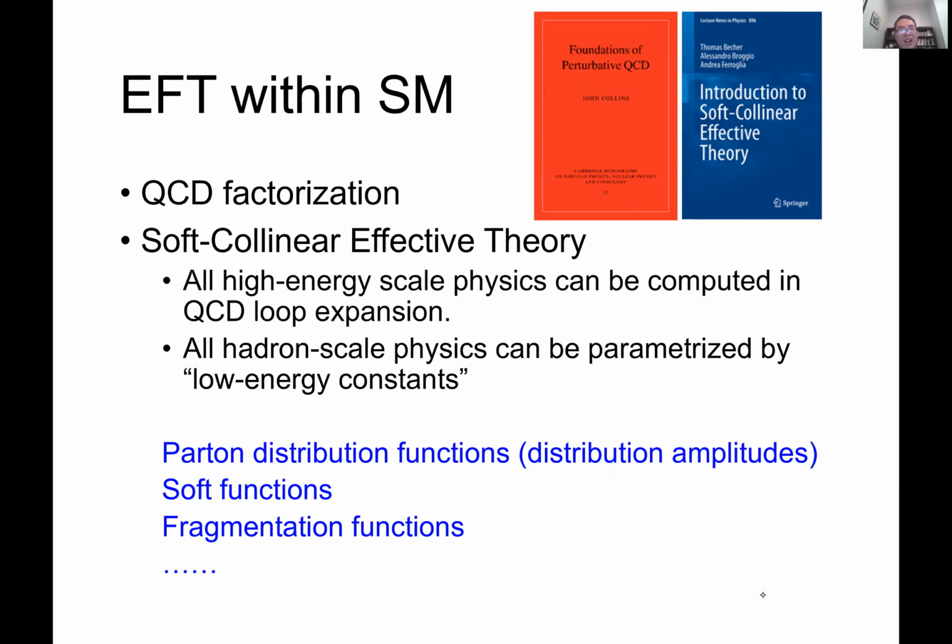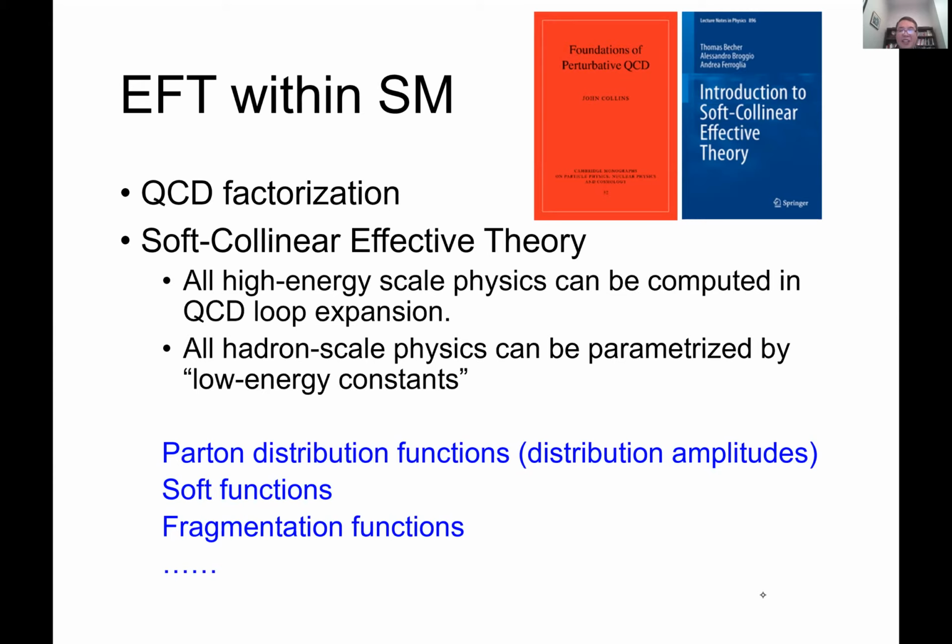And then there's also a manifestly formulated effective field theory called soft-collinear effective field theory, which makes very clear how the separation of factorization happens. There's another book called Introduction to Soft-Collinear Effective Theory, and there are many references in there.